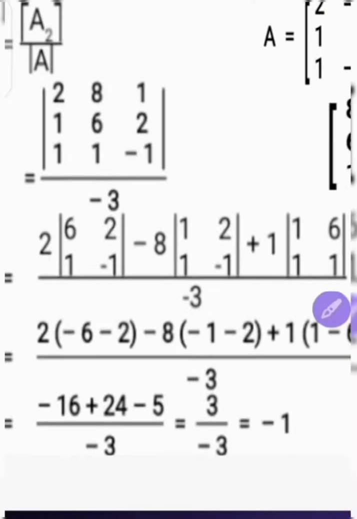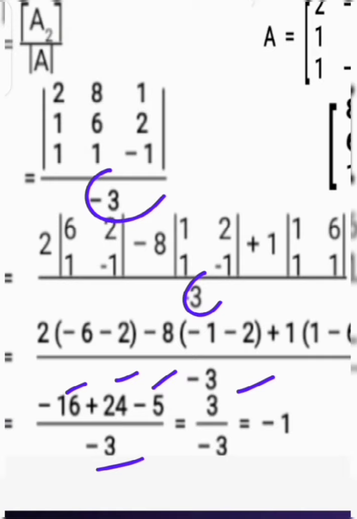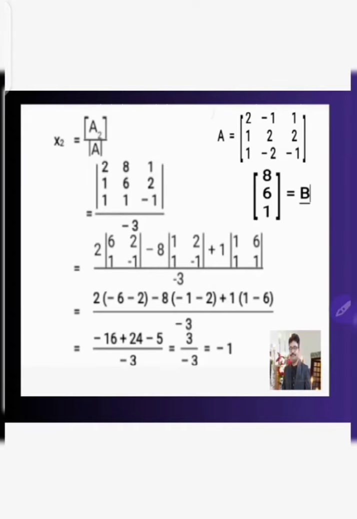Now minus 16 and minus 5, we will get minus 21, we will add 24, then we will get 3 divided by minus 3, which will be written throughout. 3 and 3 will be cancelled. Minus 1 will be the answer of x2. And minus 3 was the value of determinant of A. That's why we will write minus 3 throughout.